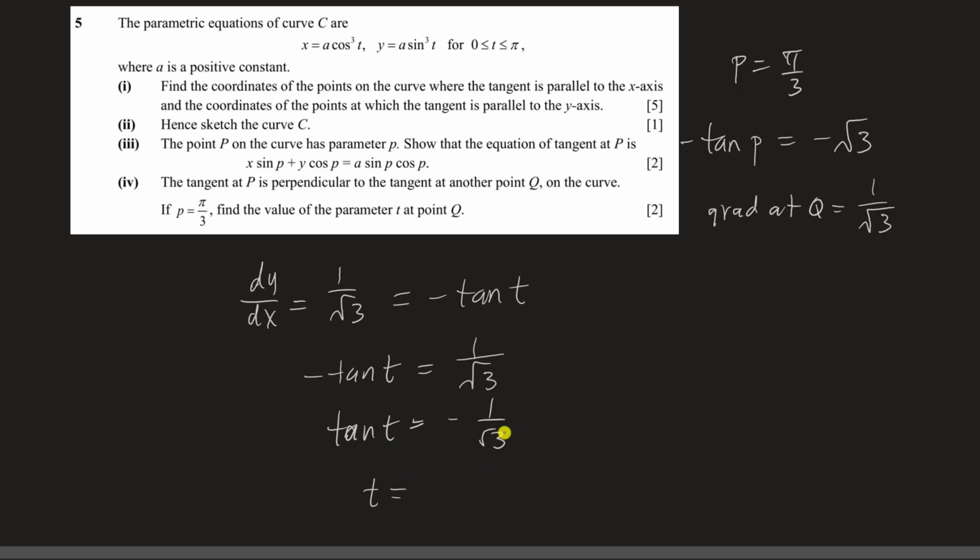So tangent inverse 1 over root 3, the basic angle is 30 degrees or pi over 6. This is the basic angle. So t has to be in the second quadrant, therefore it is 5 pi over 6 because it's negative.